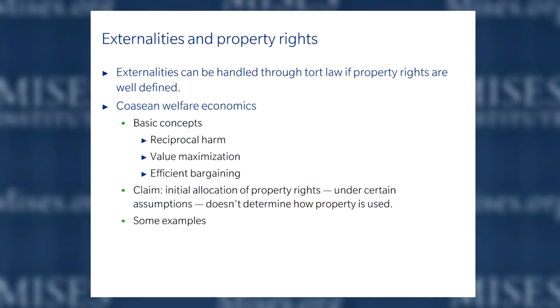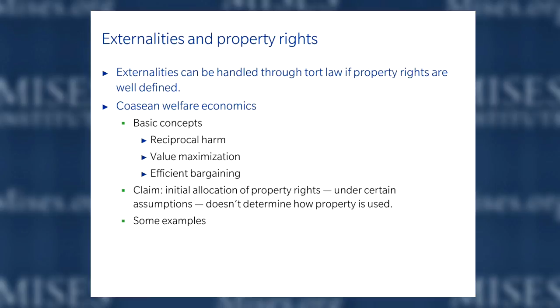So if property rights are well-defined, and if someone else engages in some action that violates your property rights, then there should be a remedy through the legal system, right? That's a tort. It's a violation of my person or property. Externalities sort of have nothing to do with it.